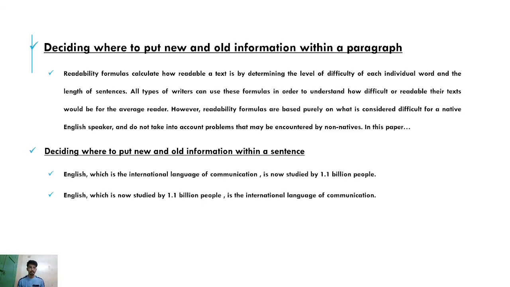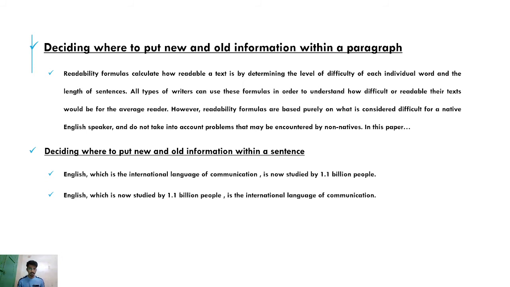Deciding where to put new and old information within a paragraph. New and old information in report writing has to be arranged in a correct manner so that the reader can understand this is the old information and these are the advancements in that information and these are the new information. Deciding where to put new and old information within a sentence. That is within a paragraph, and this is within a sentence.